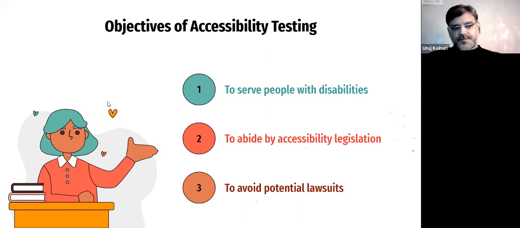What are the objectives of usability testing? So number one, to serve people with disabilities. Now that's a noble, you could say, objective. Then to abide by accessibility legislation. We don't want to be caught up in these lawsuits, and to avoid lawsuits, obviously. So both of these parts really go hand in hand. Unless we avoid it, we'll not have to worry about fighting these lawsuits.